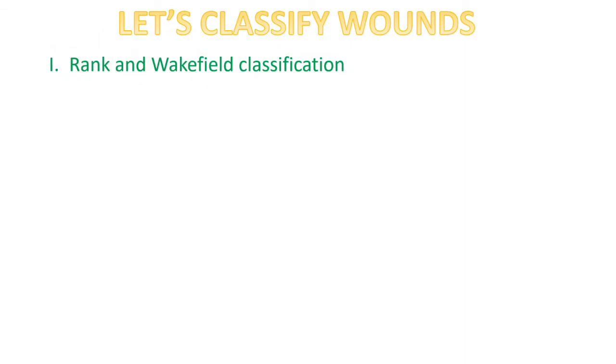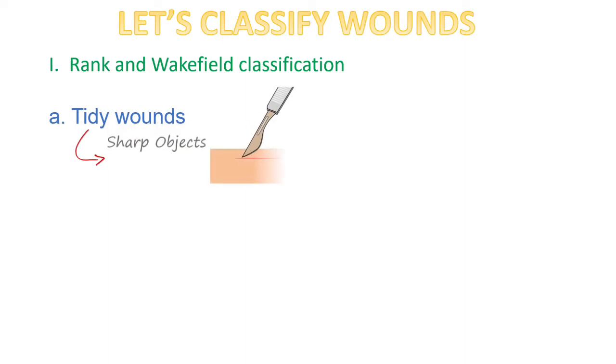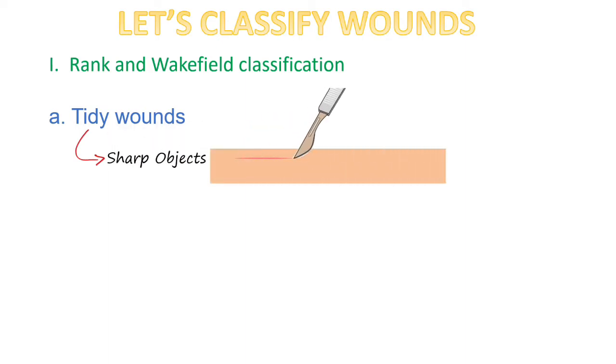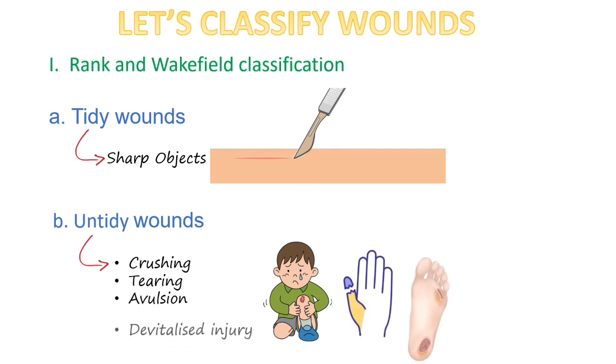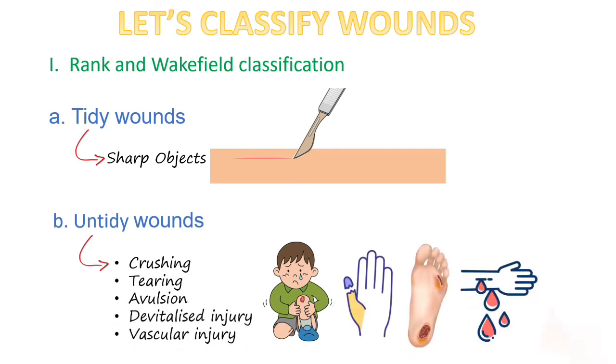Let's classify wounds. According to the Rank and Wakefield classification, there are two types of wounds. Number A. Tidy wounds, which are caused by sharp objects. They are wounds like surgical incisions. Number B. Untidy wounds. They are due to crushing, tearing, avulsions, devitalized injury, vascular injury, and burns.